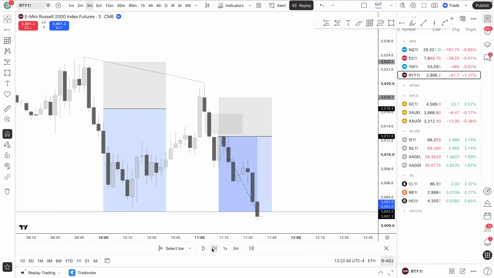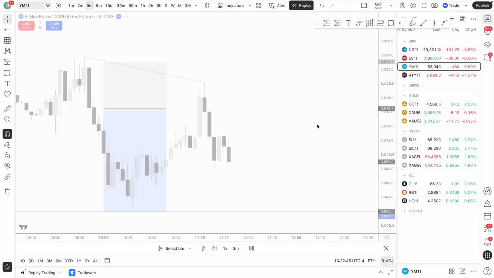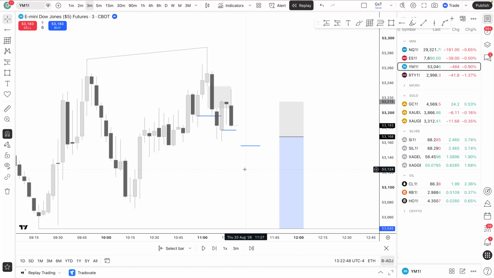Ideally right there, but I got into the charts around here, at a very good time when we were retracing into this propulsion block. I took it on YM. So I got back on the charts when it was retracing into this propulsion block. So this is my exact entry, right here. I put my stop loss around here.